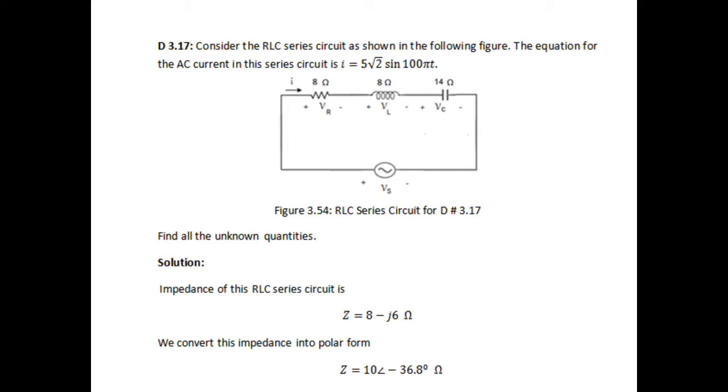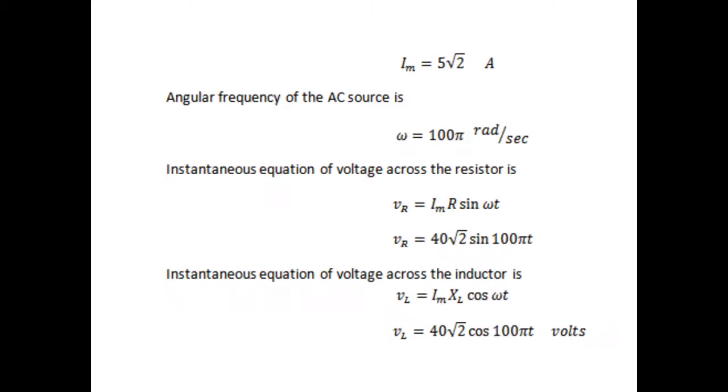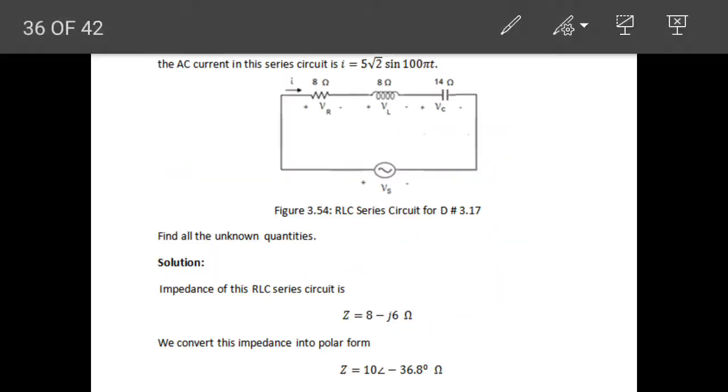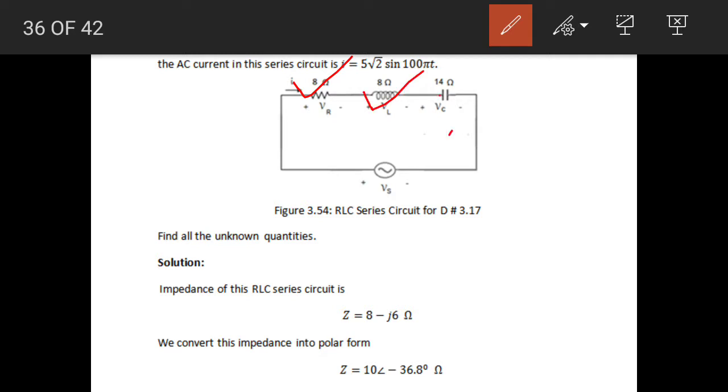We do another numerical example, that is 3.17. In this numerical example, the resistance of this series combination is 8 ohm. The inductive reactance is 8 ohm. The capacitive reactance is 14 ohm. The value of the current is known, which is 5 under root 2 sine of 100 pi t.